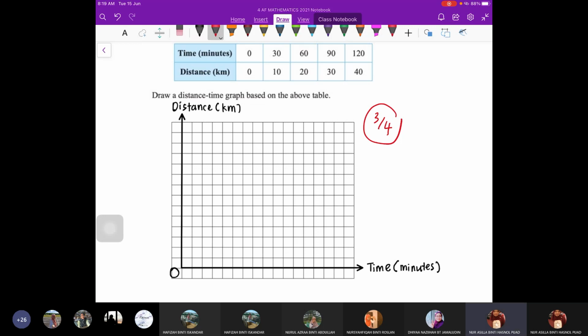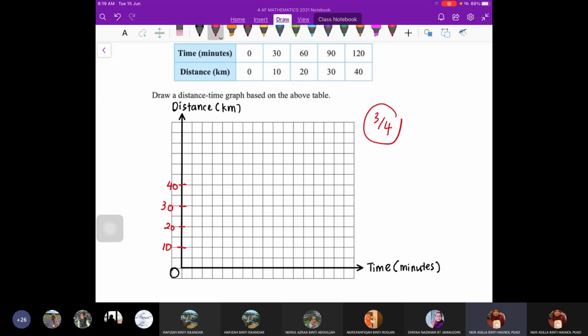Can I do 3? 1, 2, 3. But I cannot. I need to do 2. Okay, so 10, 20, 30, 40. I cannot do 3 boxes, 3 boxes because I don't have enough.